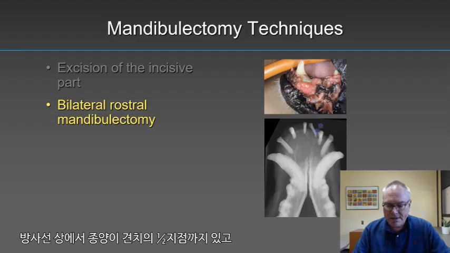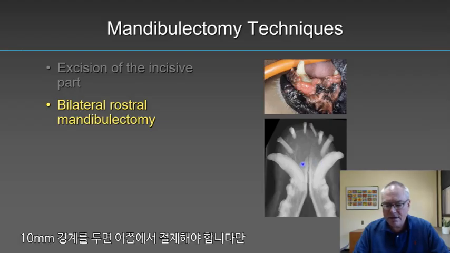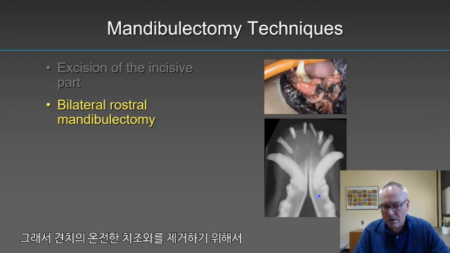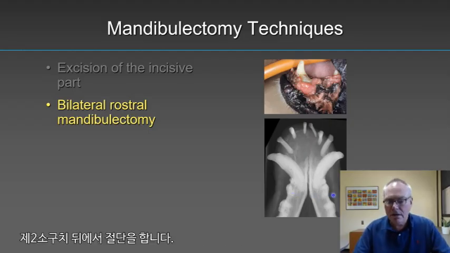So here we see on the radiograph that the tumor extends approximately halfway the canine teeth. Adding 10 millimeters to that gets you about here, but we would never do a mandibulectomy there. We would typically go just caudal to the second premolar teeth in order to get the entire alveolus of the canine tooth or canine teeth out.